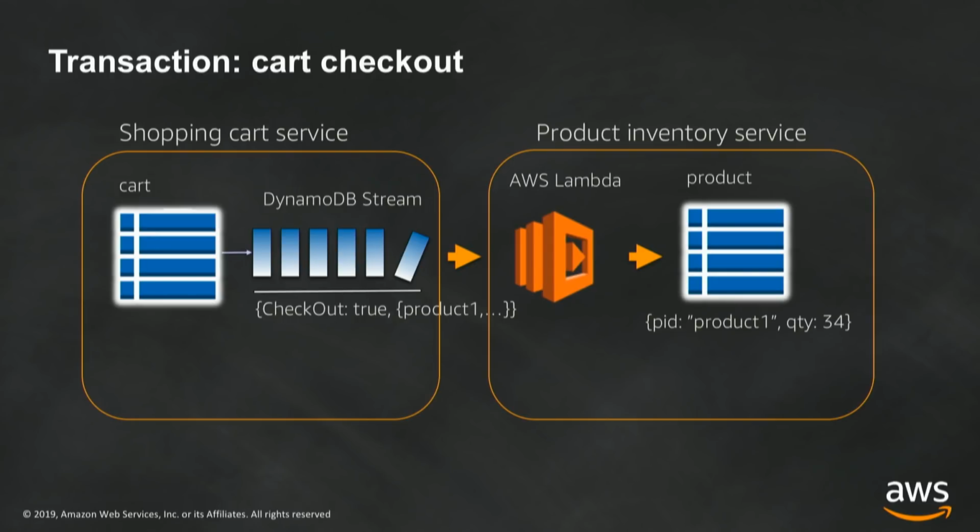So in this case, I can imagine a checkout event. It's just an attribute on my shopping cart table coming through down the stream. In my function, I basically see that, oh, checkout is true. I need to update my product inventory table.